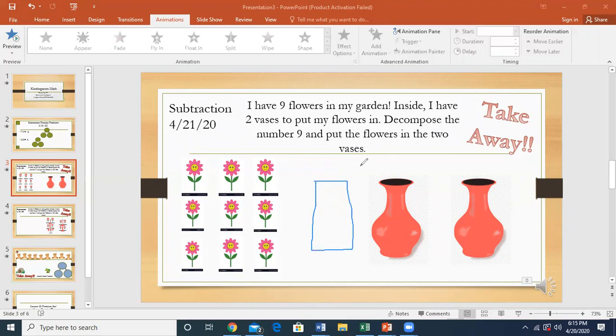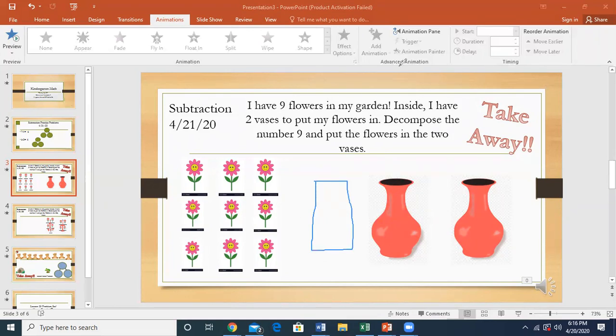Take a few minutes. Put the 9 flowers in the 2 vases. So that means you're going to have a certain number of flowers in vase number 1 and a certain number of flowers in vase number 2. And we are going to talk about that when we come back from this practice, okay? Go ahead, take a few minutes, pause the video if you need to, and come on back when you're all set.